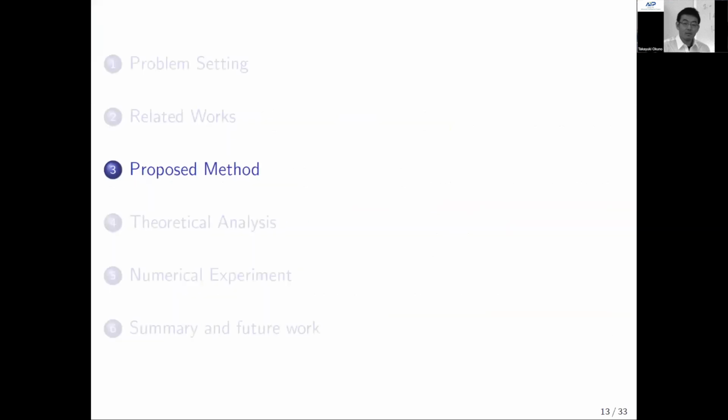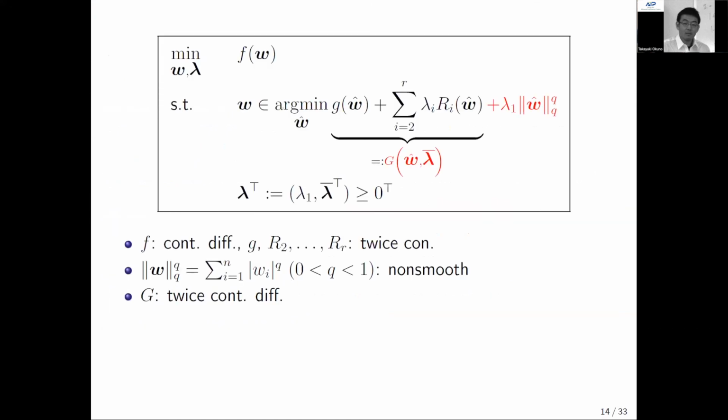Okay, so next I want to explain our proposed method, the smoothing method. Let me revisit the problem we must consider. Here, f is a continuously differentiable function, and g is a loss function, and R_i is a twice continuously differentiable function from R to R. And this one is non-smooth. We denote this part by capital G. Because g and R_i are all twice continuously differentiable functions, capital G is a twice continuously differentiable function.